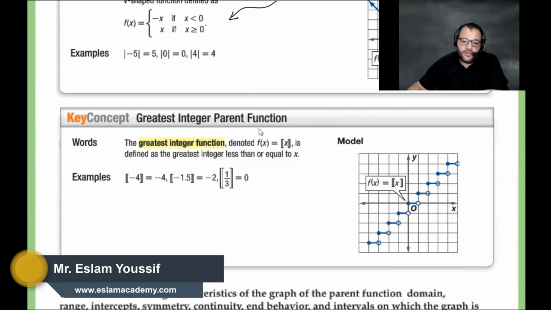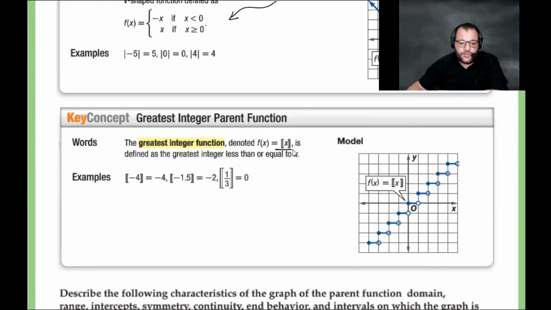The greatest integer function is defined by f of x and written in this form, and that's called the step function.